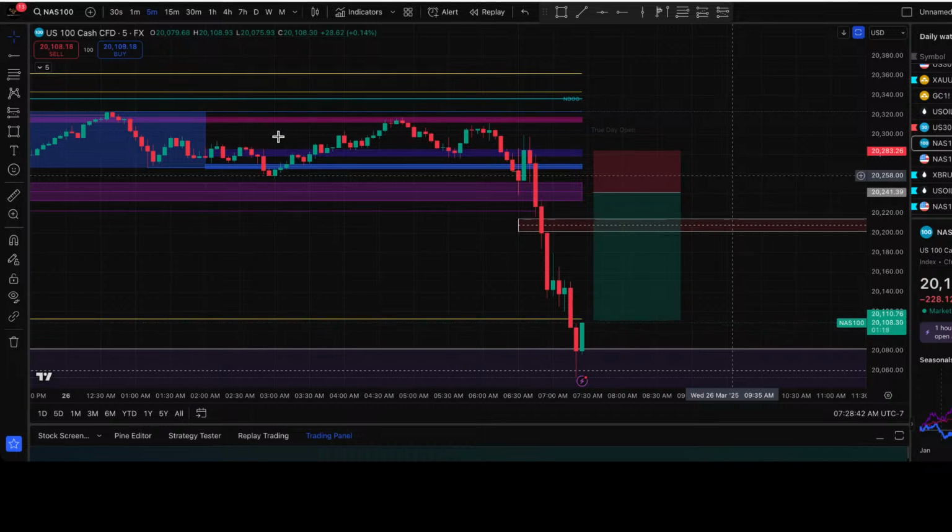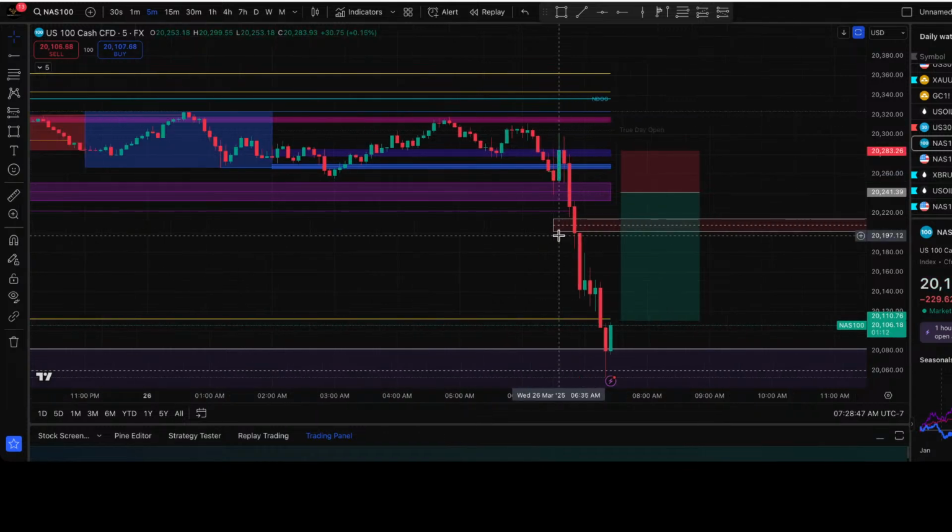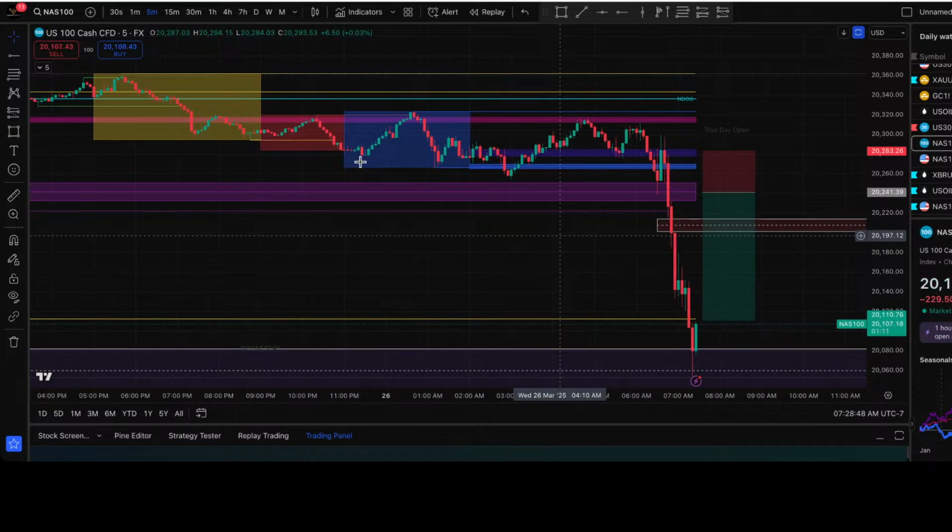How is it that by 5 a.m. we had already painted out the zone that was going to tell us exactly what was going to happen? All we had to do was align it with our strategy. Downside expansion, sell model, great. Now I'm only looking for a sell off the blue zone. And that's where it came, right at open.